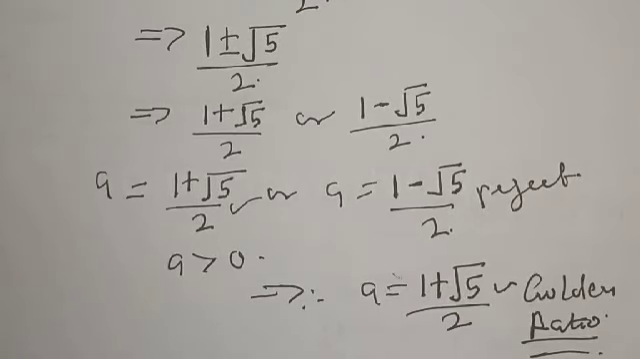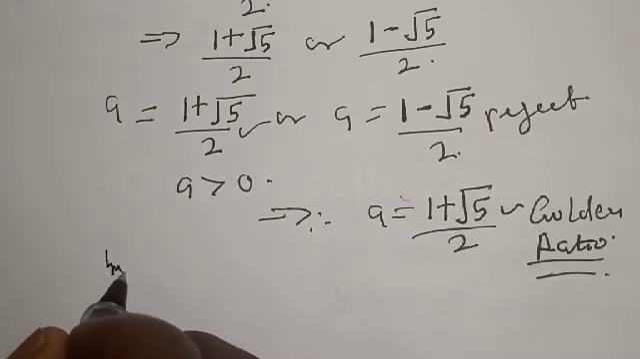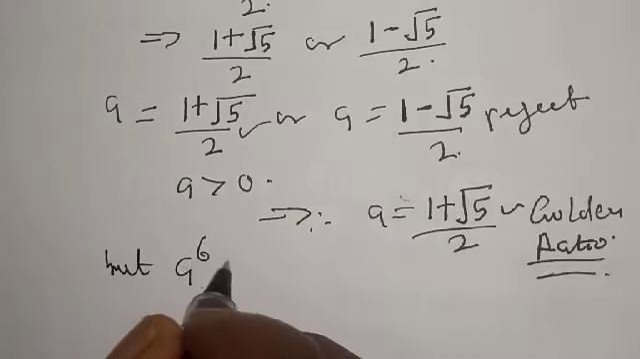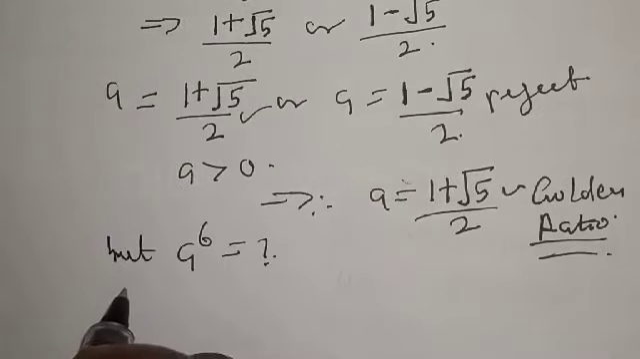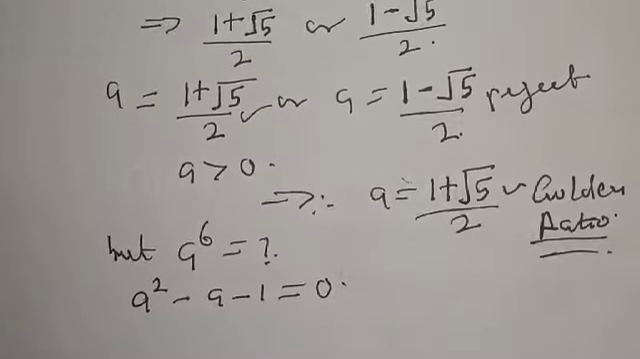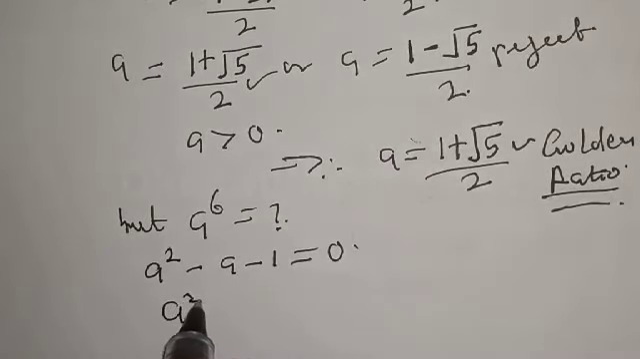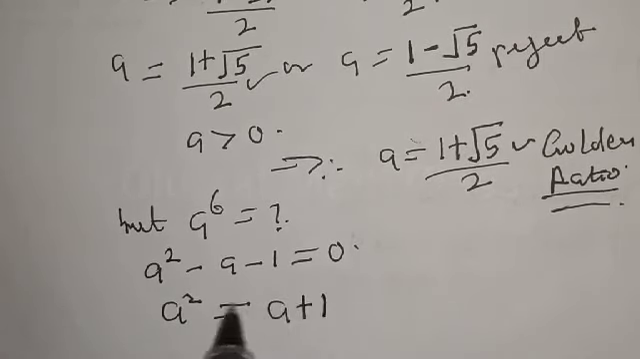Now let's proceed. We want to know the value of a raised to power 6, but a raised to power 6 is unknown. From the given equation, we have a squared minus a minus 1 is equal to 0. Then this implies that let's make a squared the subject of the formula. We have a squared will be equal to a plus 1. That is, if a moves to the other side it becomes a, then minus 1 will become plus 1.